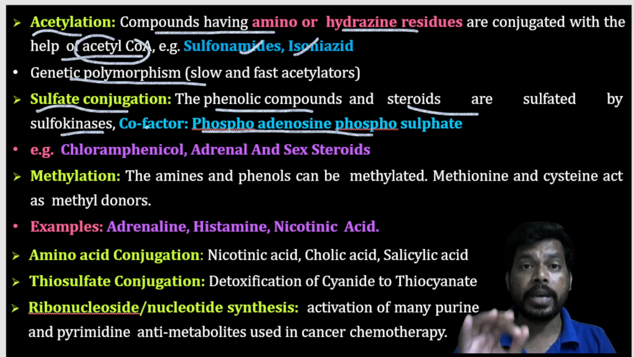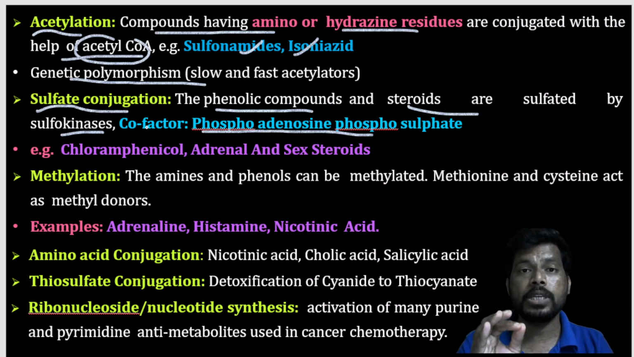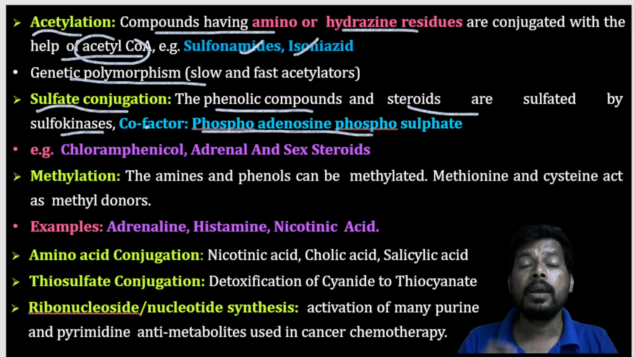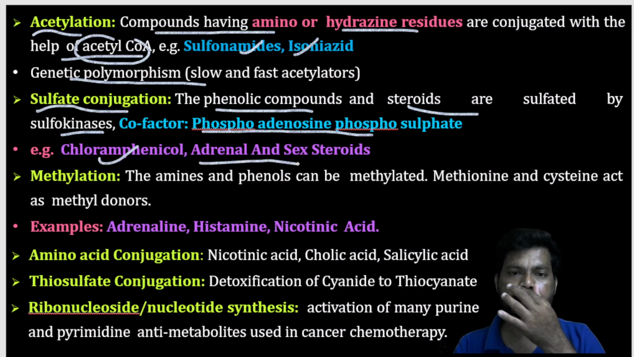Sulfokinases or sulfotransferases are the enzymes, and sulfate conjugation is for drugs containing phenolic compounds as well as steroids. Steroids like testosterone, estrogen, and progesterone undergo sulfate conjugation as their metabolic inactivation. Examples include chloramphenicol, an antibiotic and protein synthesis inhibitor, as well as ethylene and sex steroids.